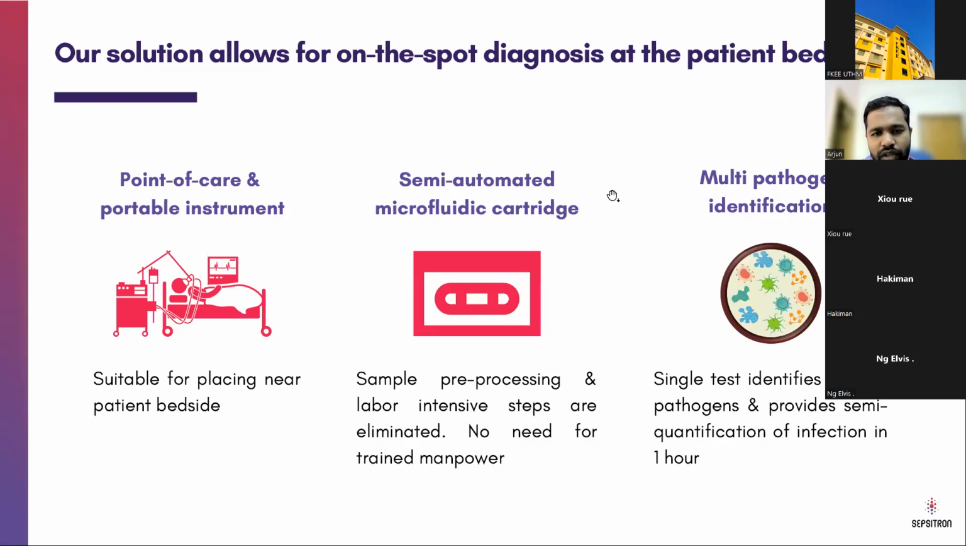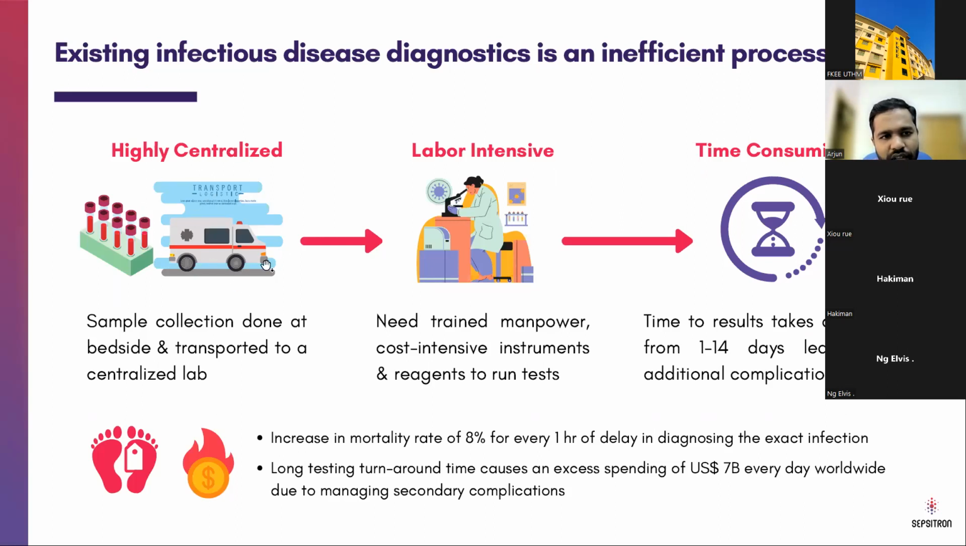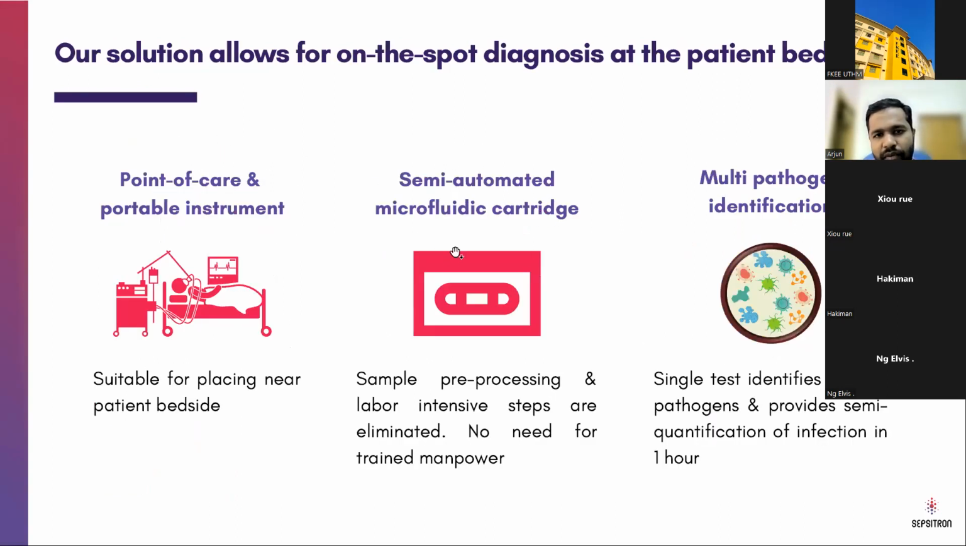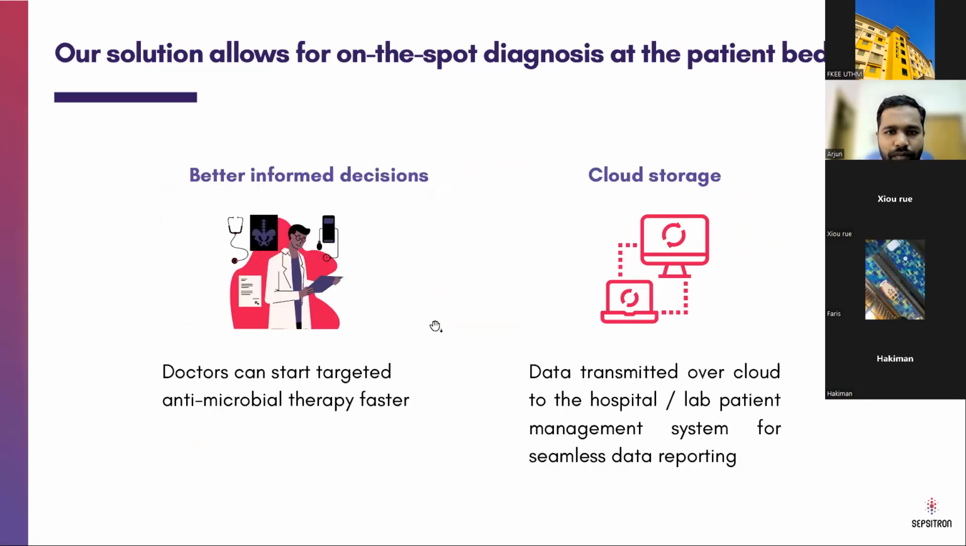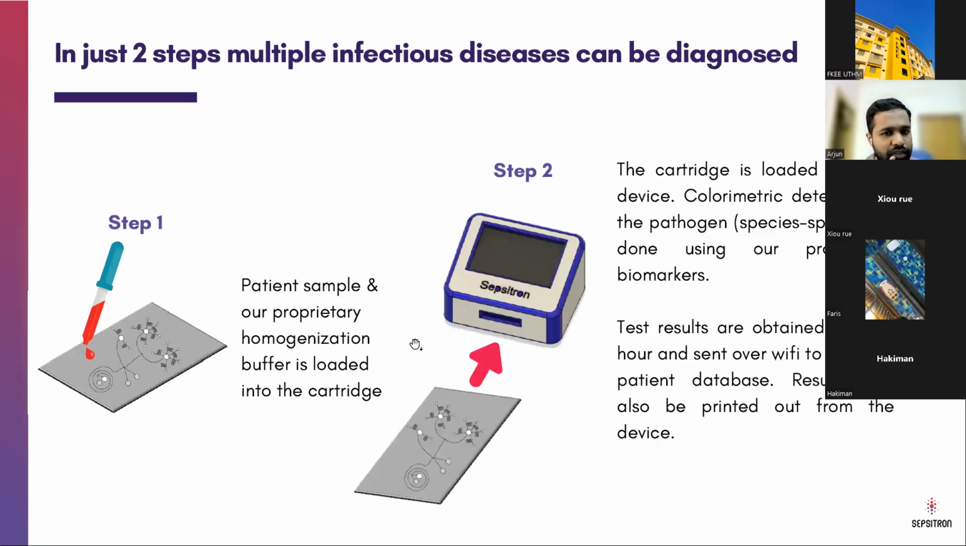So then I have a slide on the solution. For each of the problems, I have one feature. My solution is a single product, but each feature of my product solves one of the problems that I mentioned before. Then this is how my product looks, and this is how the product needs to be used. So you can see a pictorial representation of it.